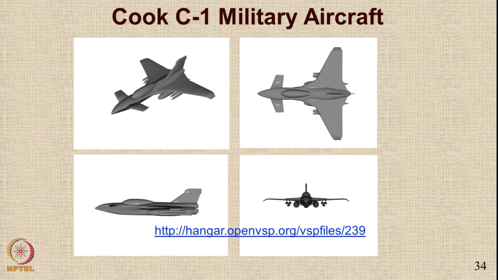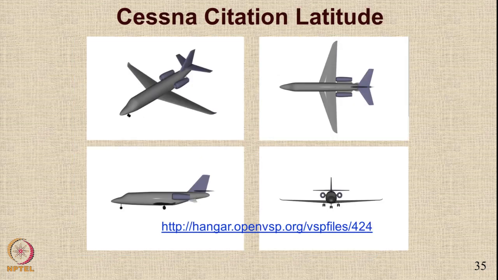You can make your own model and upload it. So this one has been made by a gentleman called Cook. He calls it the Cook C1 military aircraft. So you can make your own model, give it your own name, upload it in the hangar, so that other people can also download it and use it, or you can discuss your concept with those people by saying that, hey, my file is in the hangar, you can go there and have a look at it.